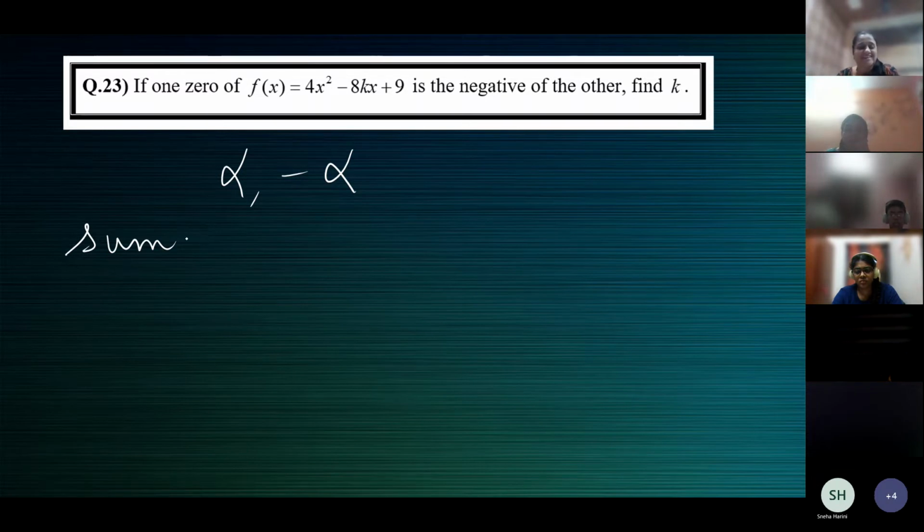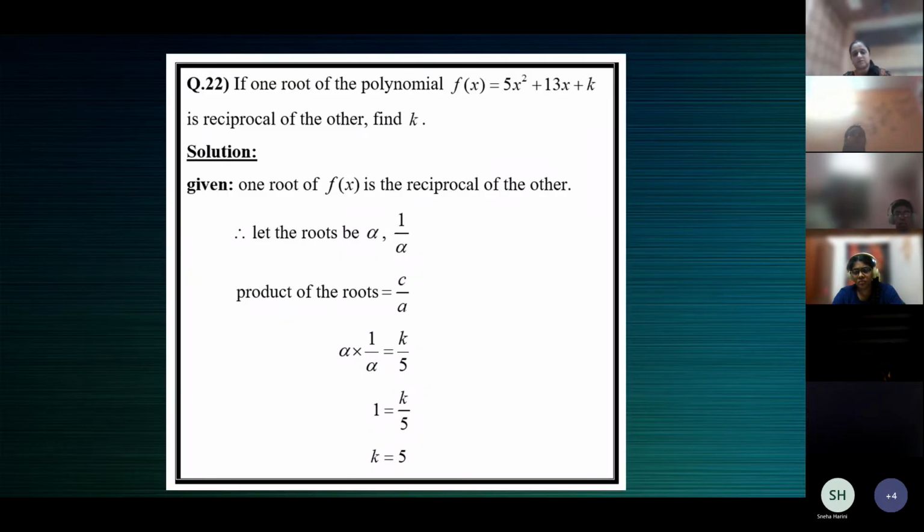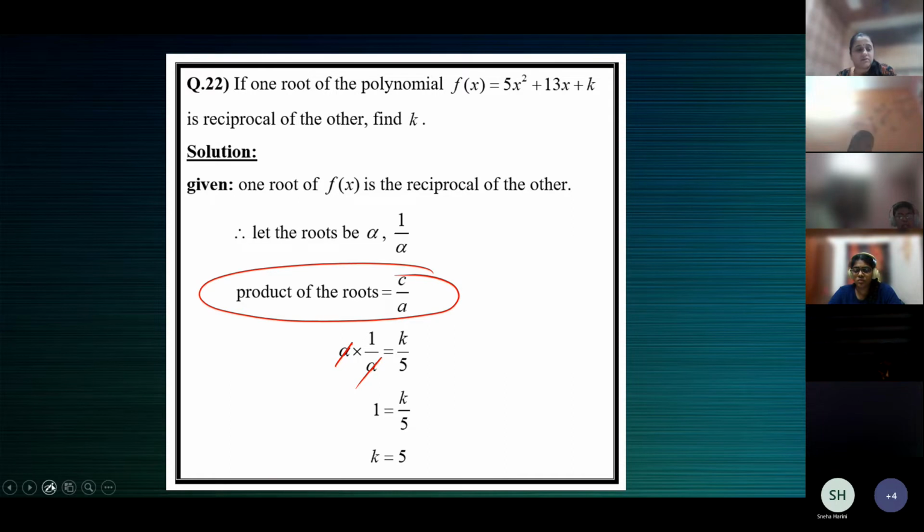Okay. So sum of the zeros. So here we'll have to use sum of the zeros is equal to minus b by a. There we use product. Because when you multiply alpha and 1 by alpha, the alphas will get cancelled and you will get 1. For reciprocal, use product of the zeros.